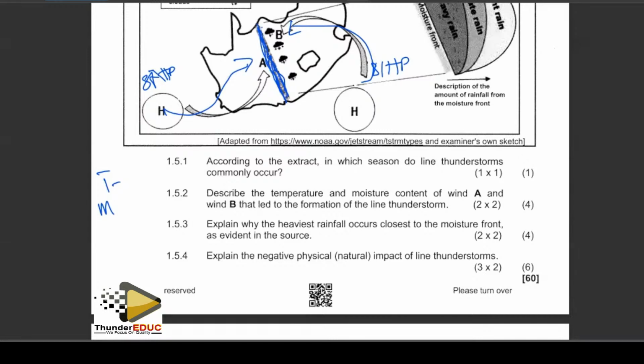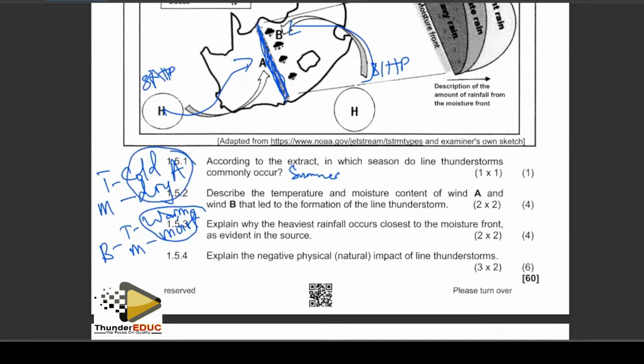So what are we saying here? Here we found that the answer is summer. Now we describe the temperature, and yes, starting with A, it is from the South Atlantic high. It's cold, that is its temperature, and its moisture is dry. This is A. And we go to B. What about B temperature and moisture? B, the temperature is warm. It's coming from the Indian Ocean, and the moisture is moist. So that's the difference. This one is warm and moist from the Indian Ocean. This one is cold and dry from the Atlantic Ocean.